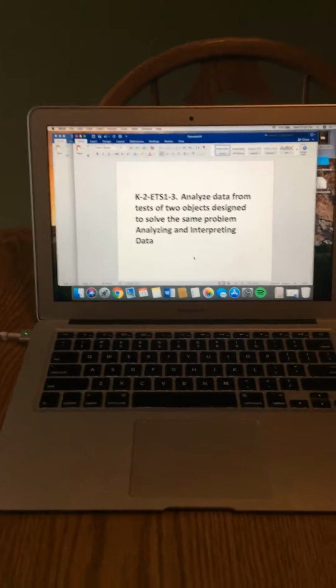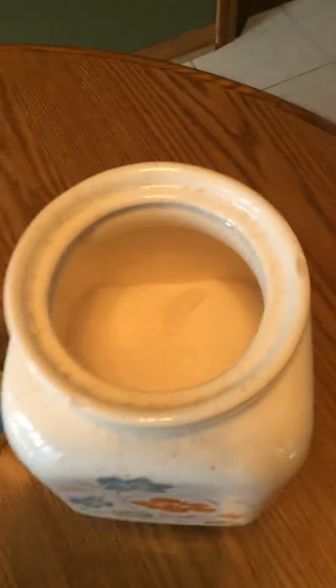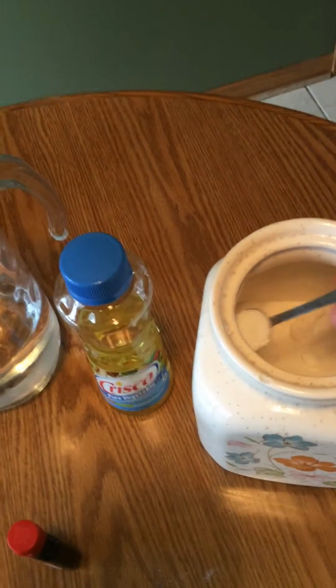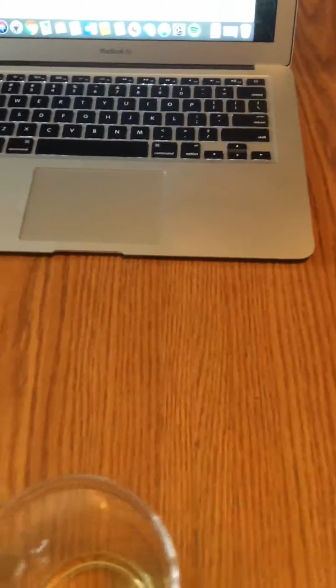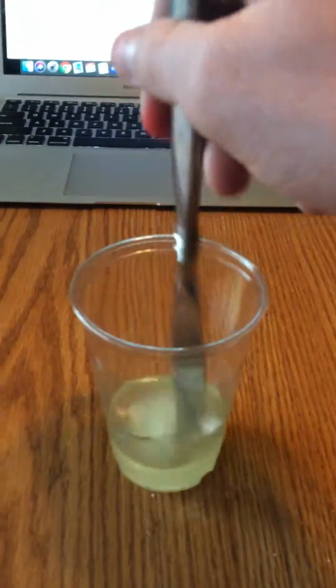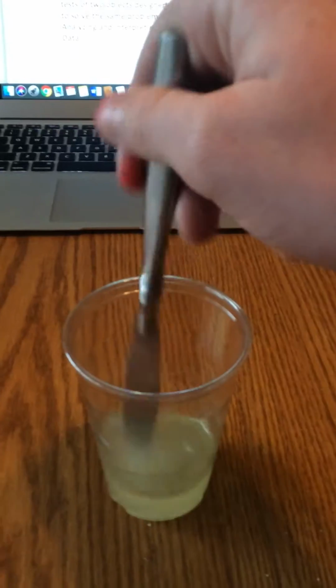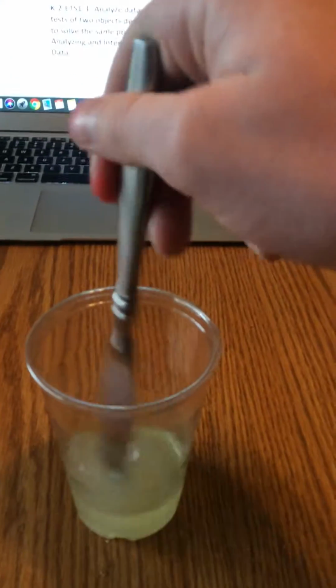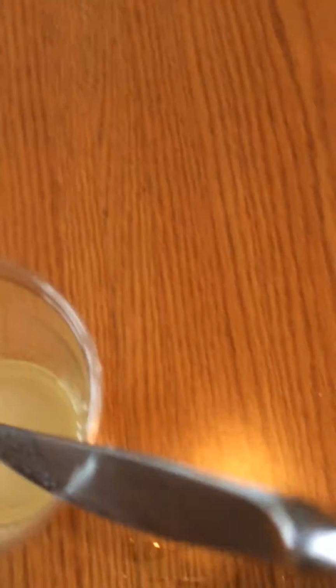Next, we're going to try the same sugar in some vegetable oil. So we're going to take another teaspoon of sugar and put it in vegetable oil. Using a different stirring utensil, we're going to try to stir the sugar into the vegetable oil. You can still see the sugar.